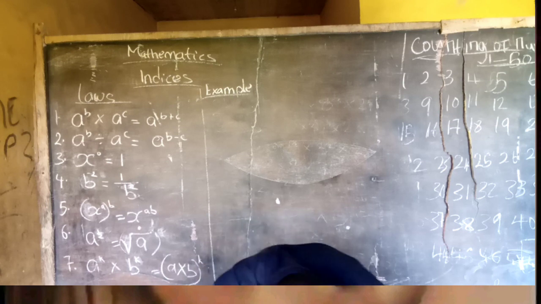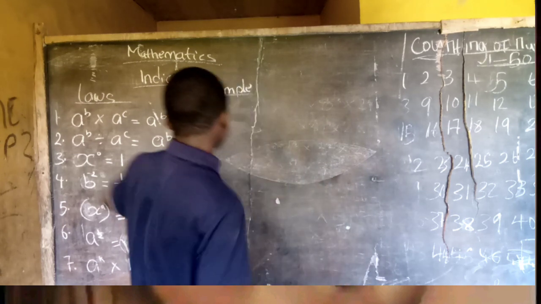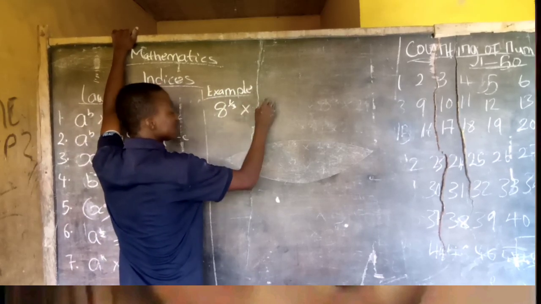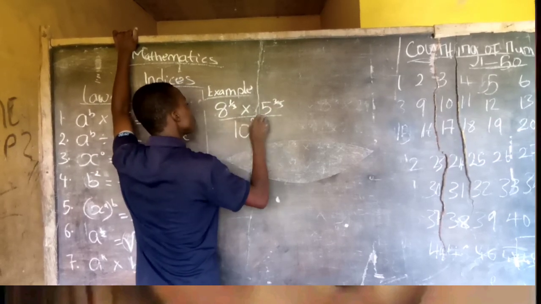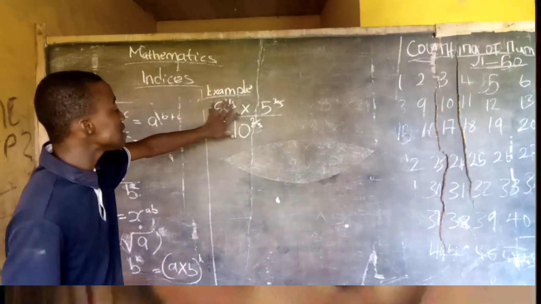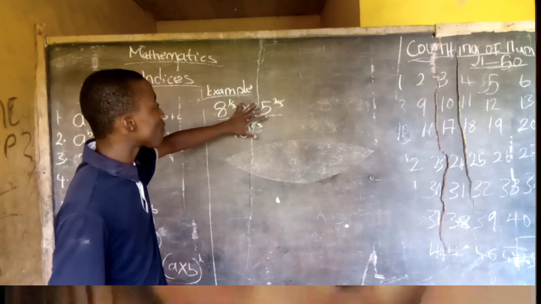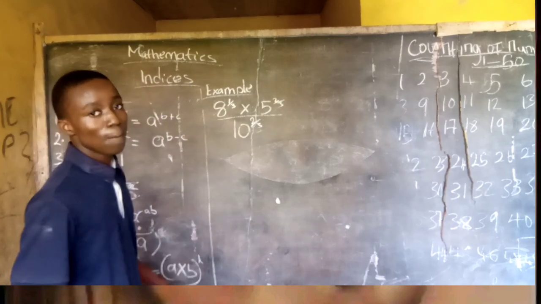Here it says, evaluate 8 to the power of 1/3 multiplied by 5 to the power of 2/3 all upon 10 to the power of 2/3. Now I'm going to take this part separately, finding the cube root of 8, then the cube root of 5 to the power 2, and the third root of 10 to the power 2.